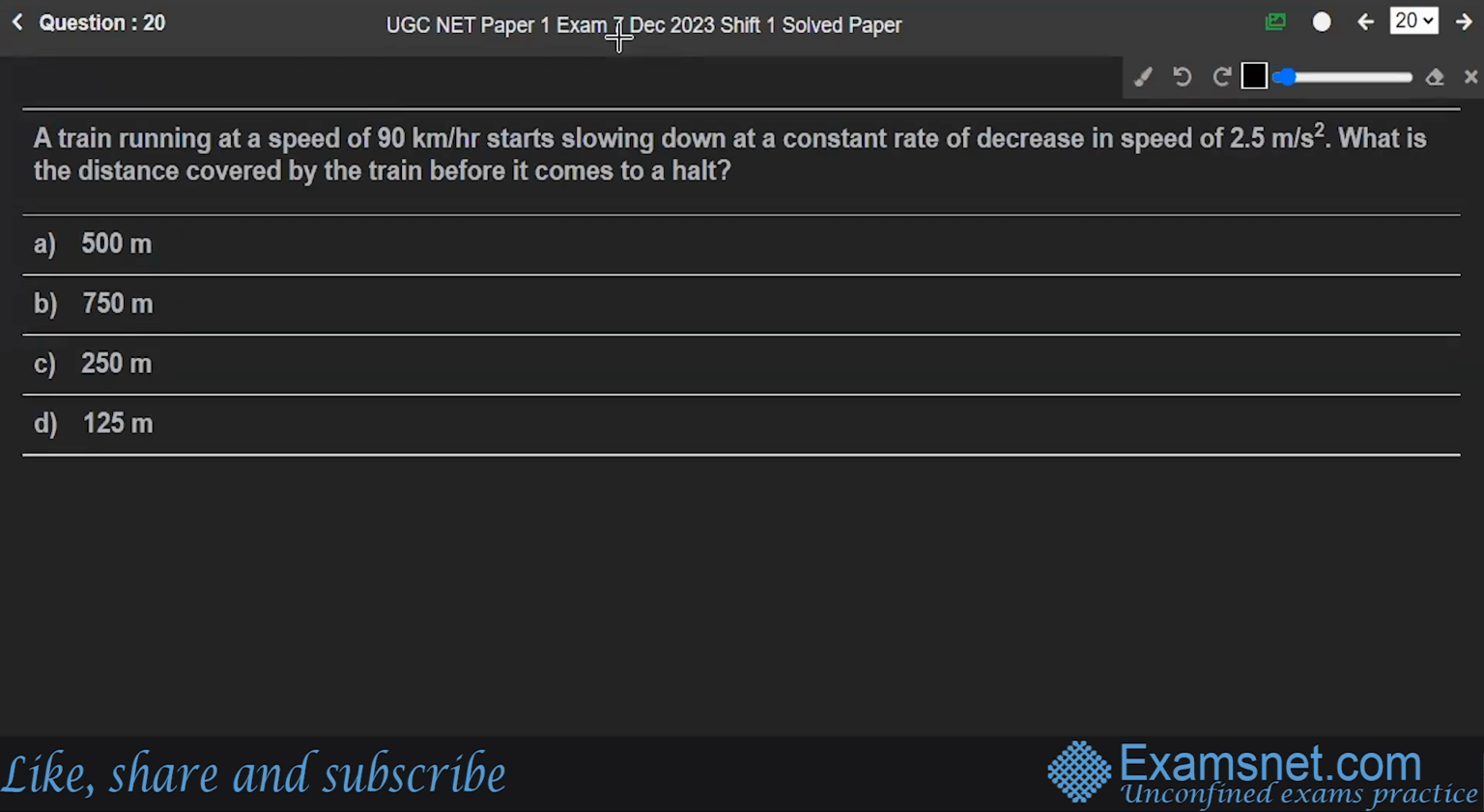Question number 20. A train running at a speed of 90 kilometers per hour starts slowing down at a constant rate, with a decrease in the speed of 2.5 meters per second square. What is the distance covered by the train before it comes to a halt? So the train is initially moving at the speed of 90 kilometers per hour, and we need to first convert this into meters per second. 90 kilometers per hour, let's convert that into meters per second. So that will be 5 upon 18 multiplied by 90, which gives you 25 meters per second.